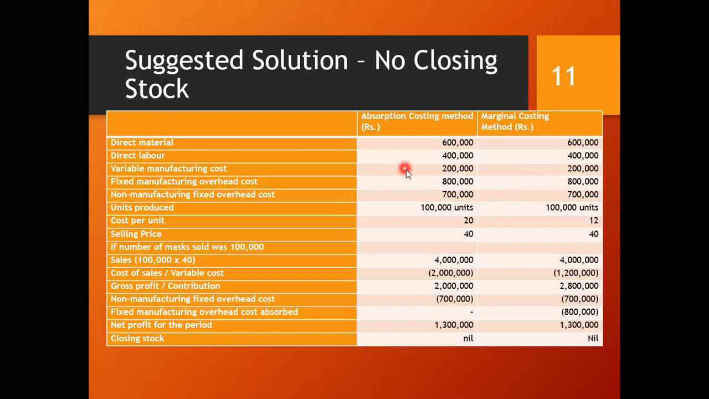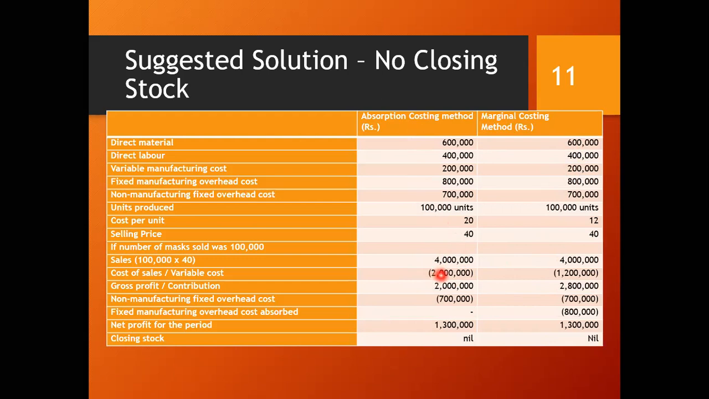Anyway, looking at the answer for this question, you see the difference between cost per unit under the absorption method and the marginal method. Under the absorption method it is 20, under marginal costing it is 12, because marginal costing takes into account only variable cost in determining the cost of a unit. Then we'll do the profit calculation. In both cases, revenue is the same, but the cost of sales under absorption costing is 2 million. So you take the unit cost multiplied by the number of units sold.